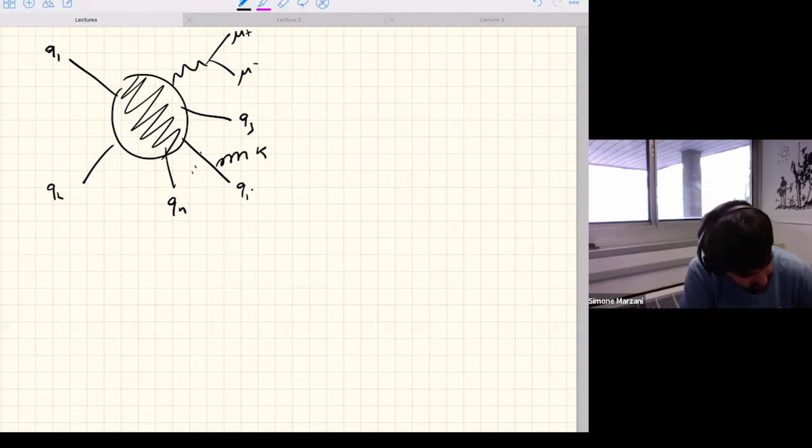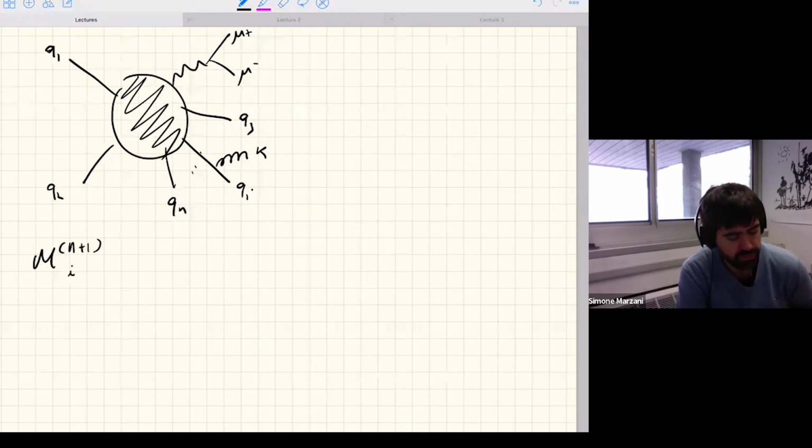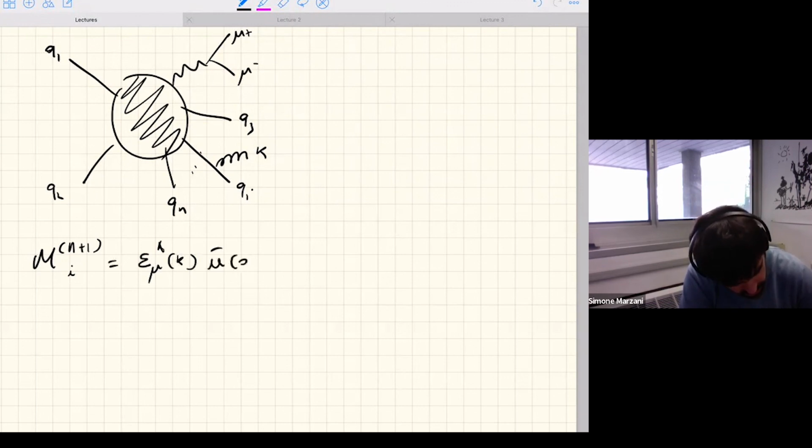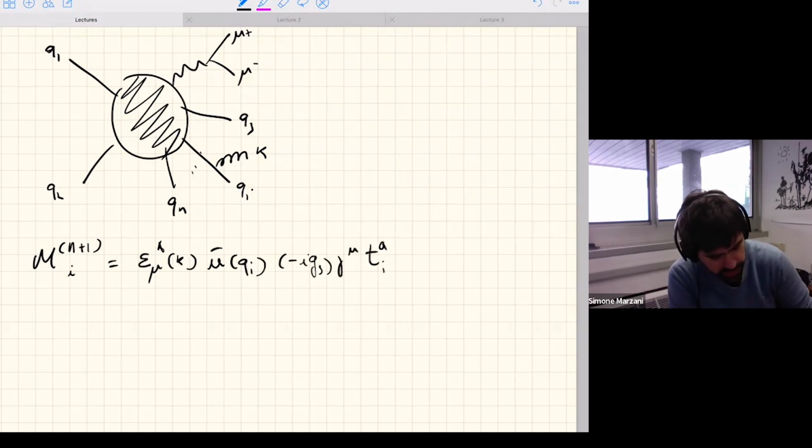Okay, let's write down the matrix element where the gluon is emitted from parton Qi. Here I'll have epsilon mu star of k. I'm just going to write down the matrix element. Then I have the vertex, gamma mu, T^A, and I put an index A because it refers to parton A. This could be parton i. i could be a quark or a gluon, so that's why I need to label it a different way.